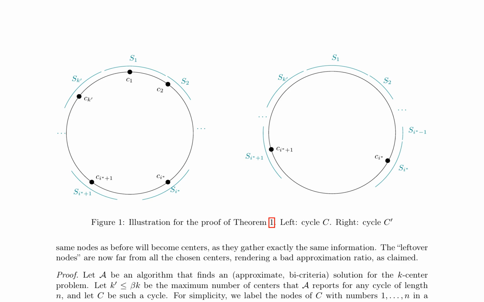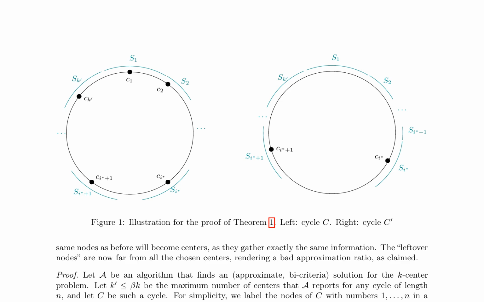The authors present a proof for Theorem 1, which pertains to the k-center problem, demonstrating that algorithm A finds an approximate, bicriteria solution with an approximation ratio of at least (k² + k, βk+1, 2T+1, n+k). The proof begins by assuming algorithm A reports k' ≤ βk centers for a cycle C of length n, with nodes labeled in a clockwise order. The centers returned by A are denoted as c1, ..., ck', in a clockwise order. Since n is greater than 2βkT, there exist at least 2 consecutive centers with a distance greater than 2T.